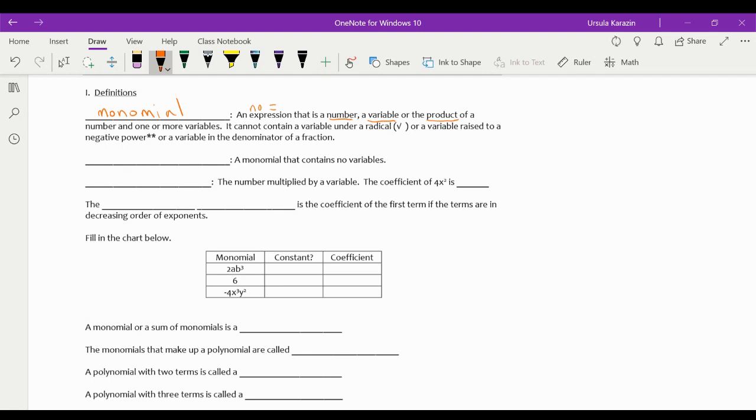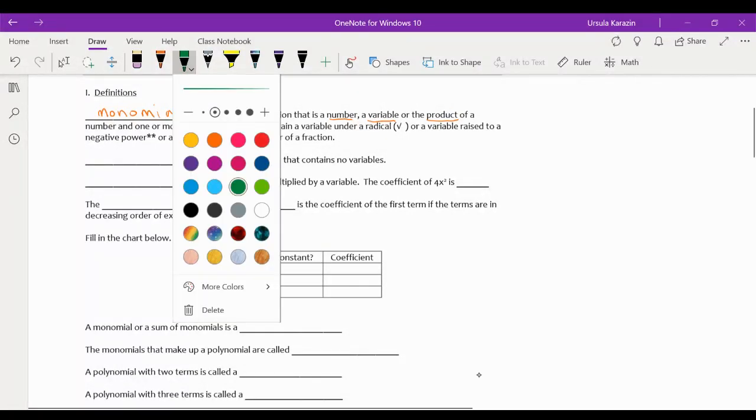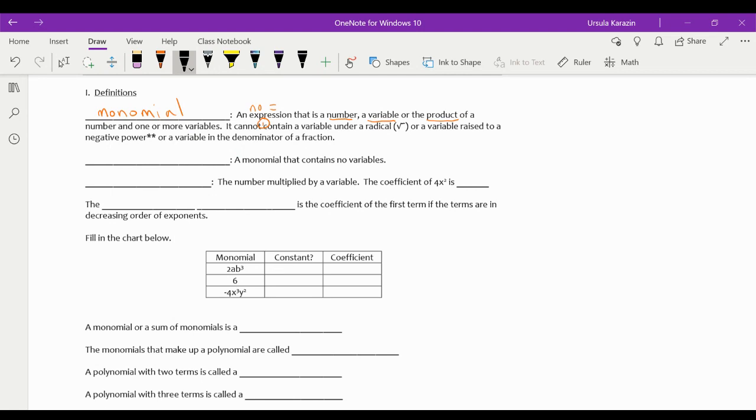And it has to follow some specific rules. It cannot contain a variable under a radical. By the way, this is supposed to look like a radical. Okay, so it should look like a radical, not a check mark. So it cannot have a variable under a radical, cannot have a variable raised to a negative power, and it cannot have a variable in the denominator of a fraction. So it has to follow those 3 rules. We will be going back to those as we decide whether or not we have a monomial to make sure it doesn't break any of those rules.